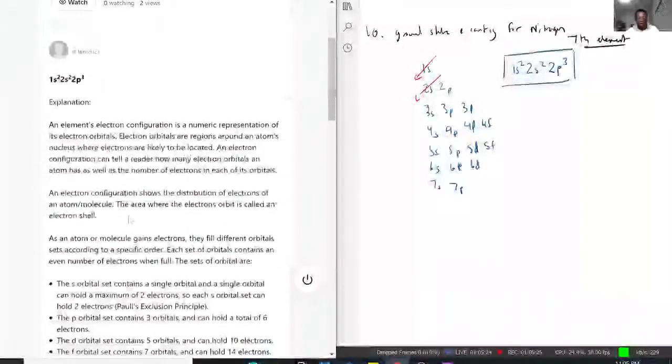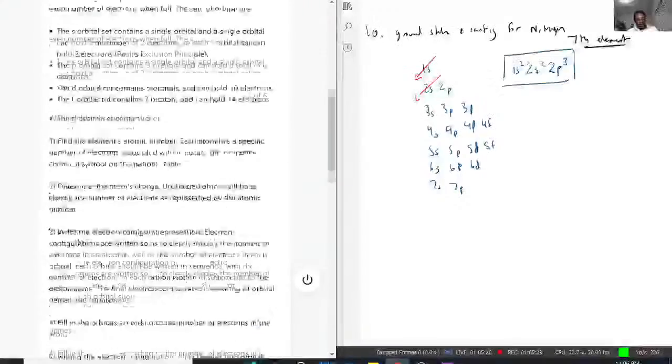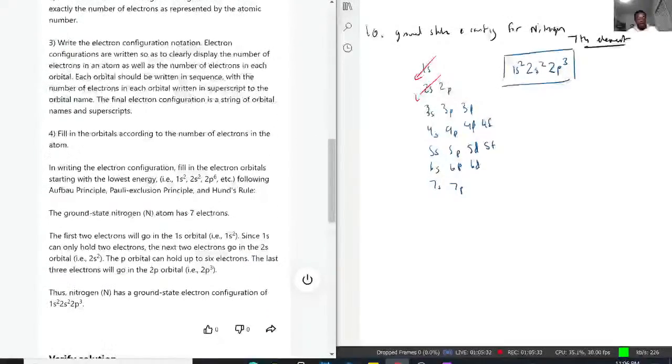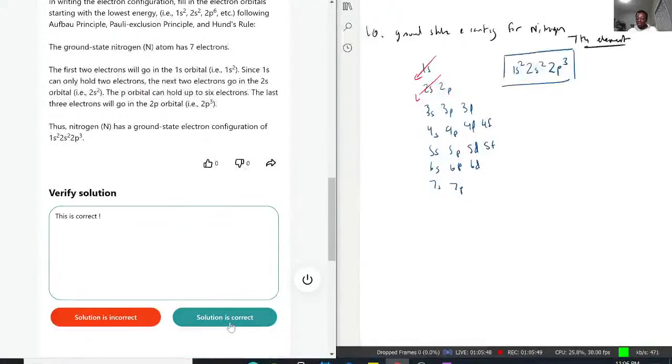So with that being said, they just explain how they got it, and exactly because the ground state nitrogen has 7 electrons, it needs to fill in the orbitals accordingly. Hence how we got 1s2, 2s2, 2p3. With that though, this is correct. And that should be our last question.